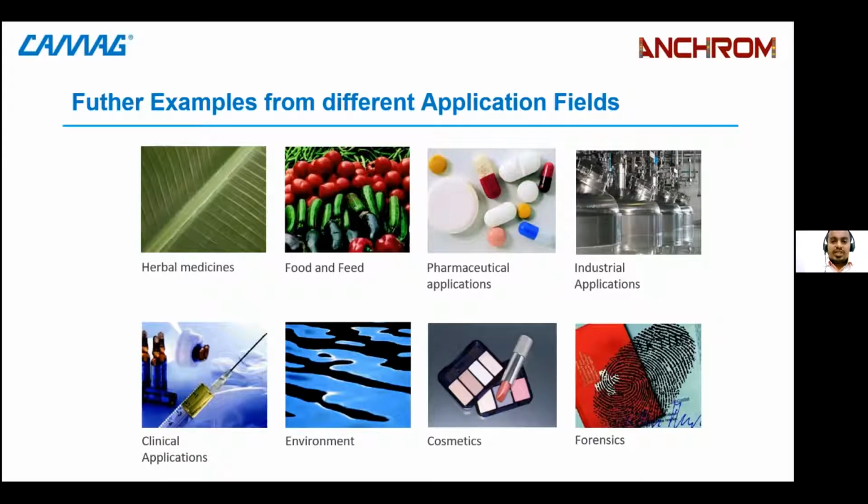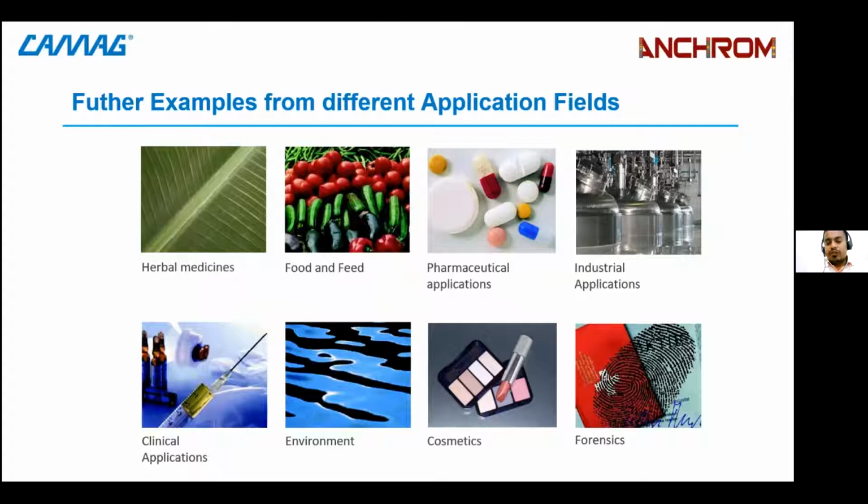So HPTLC is widely used in various fields like herbal medicine, food and feed, pharmaceutical application, industrial application, forensic, cosmetic, and many more. So in herbal medicines, it can be used to identify various markers, pharmacological active marker you can identify and quantify.